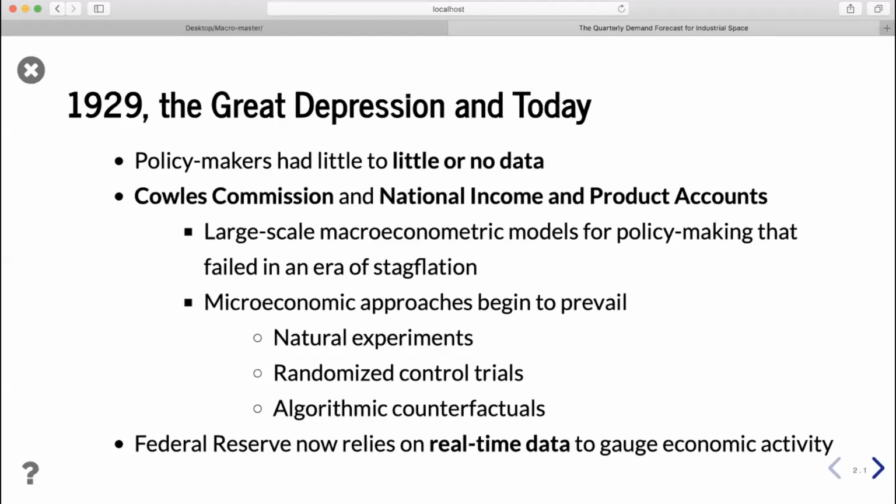But today, the Federal Reserve now relies on real-time data when they are making policy decisions. And that's very important because this entire talk can be distilled into 2 bullet points. Policymakers had little or no data in 1929. And today, the Federal Reserve relies on real-time data to make decisions.